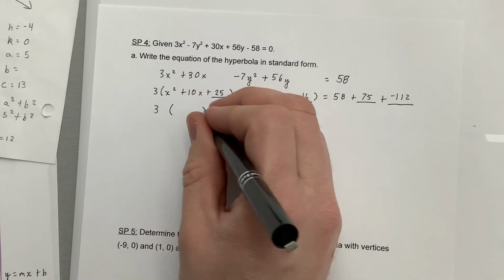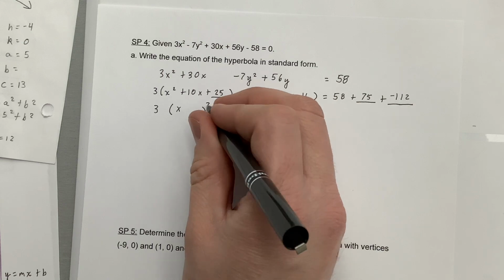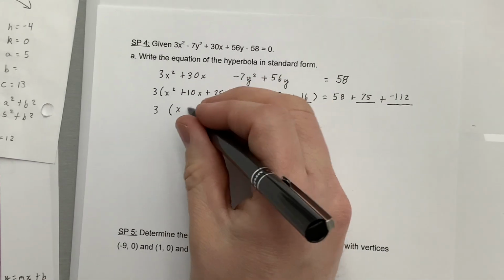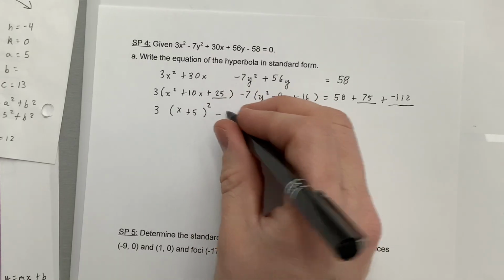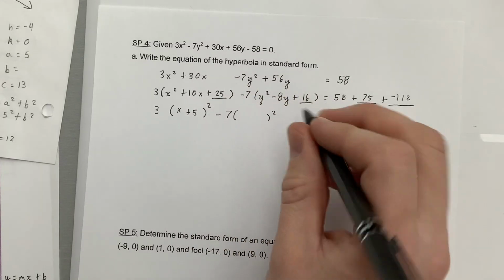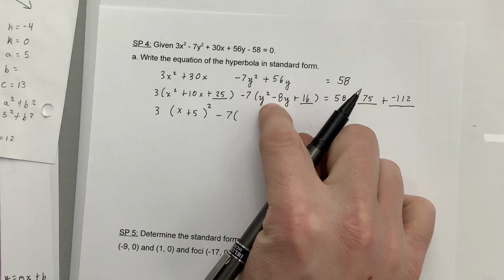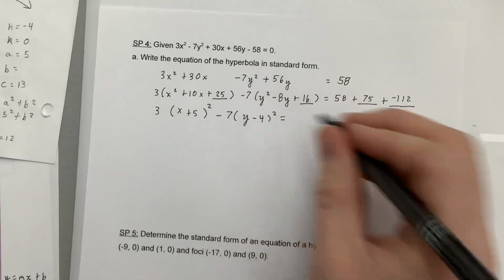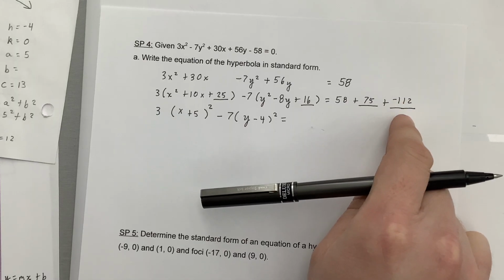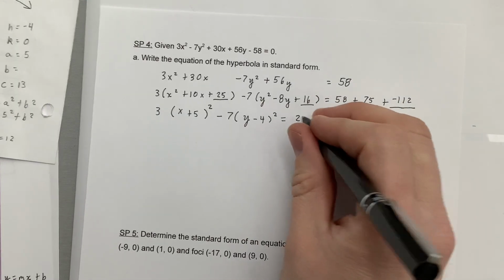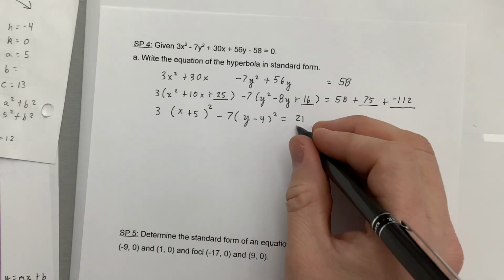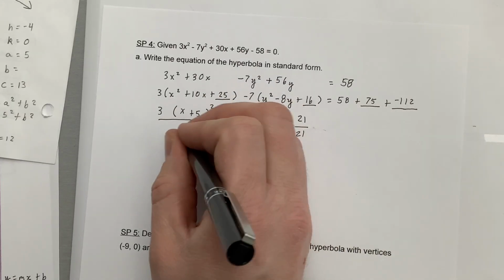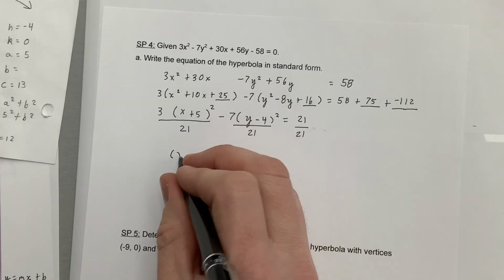I might kind of combine steps here. This is going to factor to x plus 5, x plus 5. So x plus 5 quantity squared. This will factor down to y minus 4, y minus 4. Same thing as y minus 4 quantity squared. 58 plus 75 minus 112 is 21. That's convenient. 21, 21. Both 3 and 7 are factors of 21.